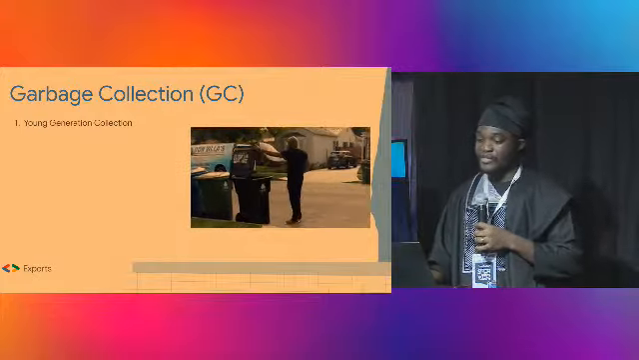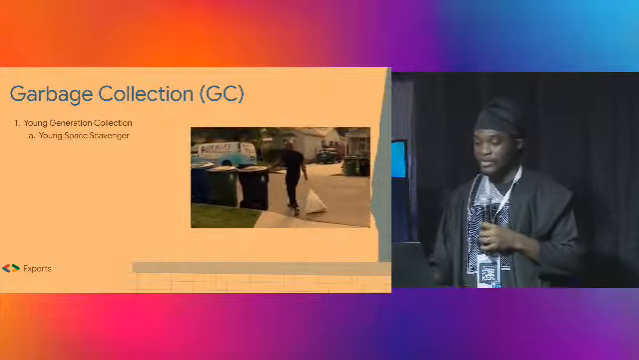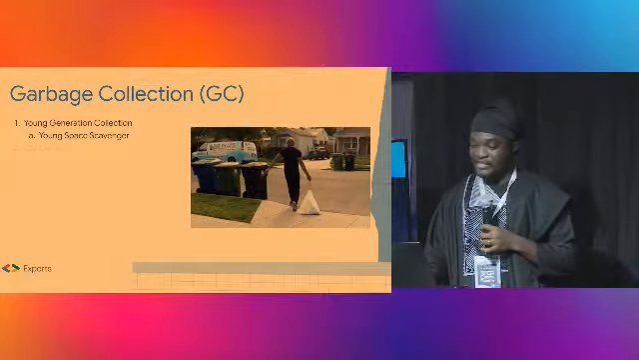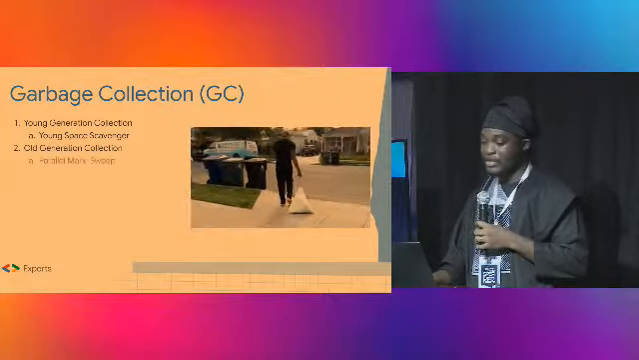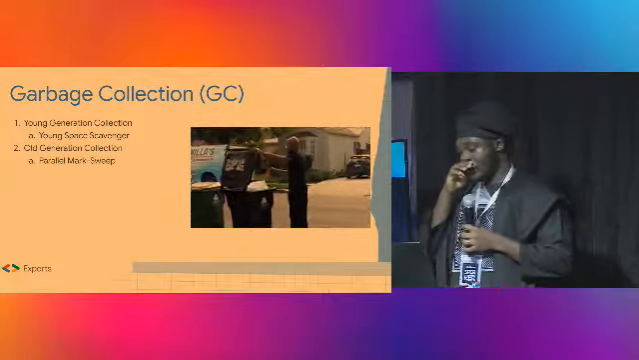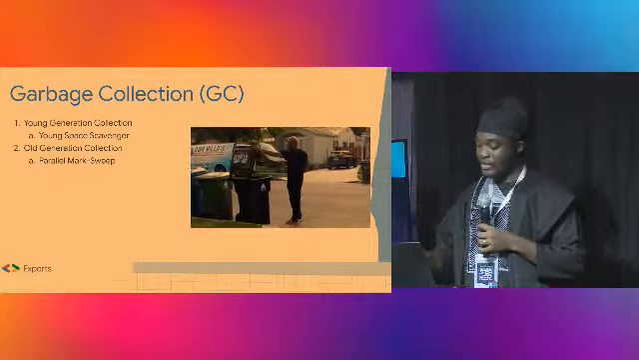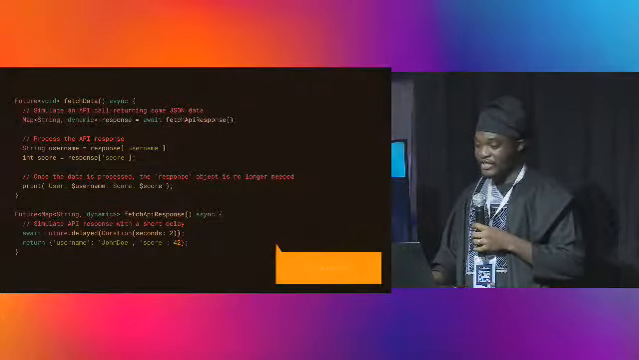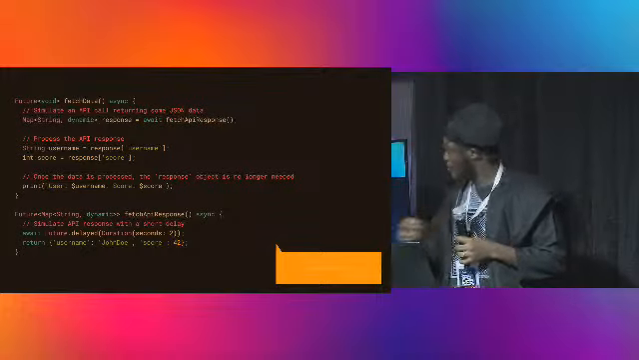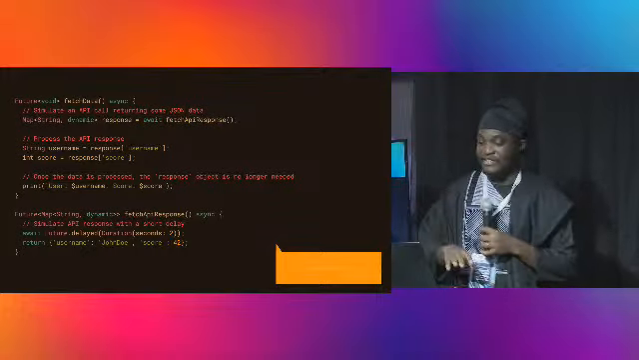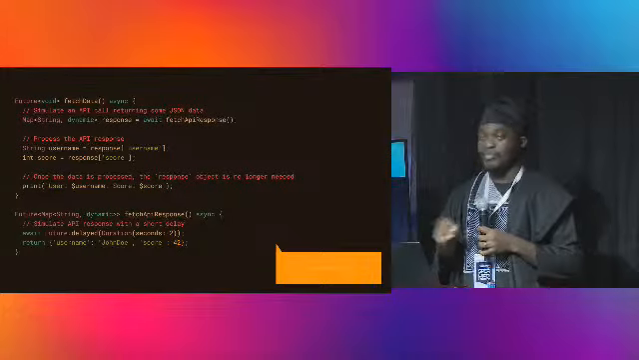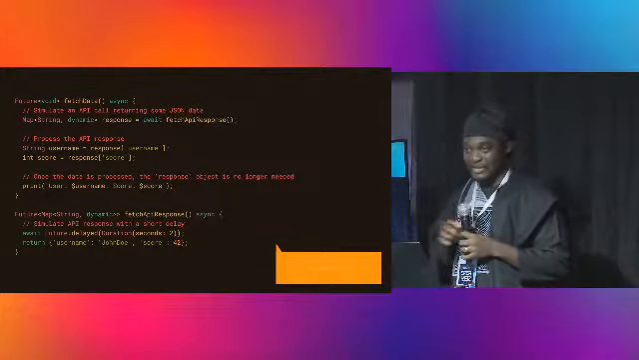2 generations: there's the young generation collection, that's done by the young space scavenger, and then the old generation collection done by the parallel mark sweep. So there are 2 generations. The young generation objects are called short-lived objects.